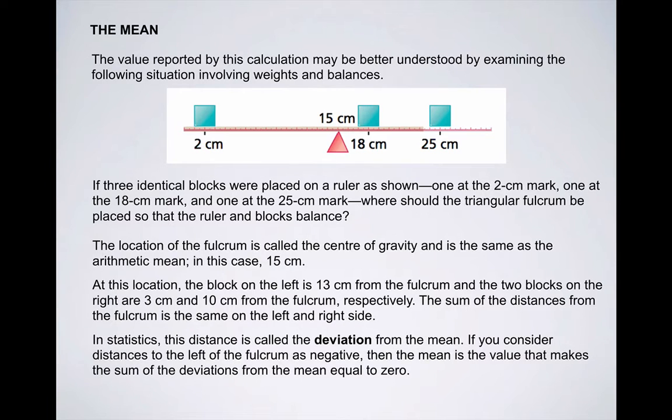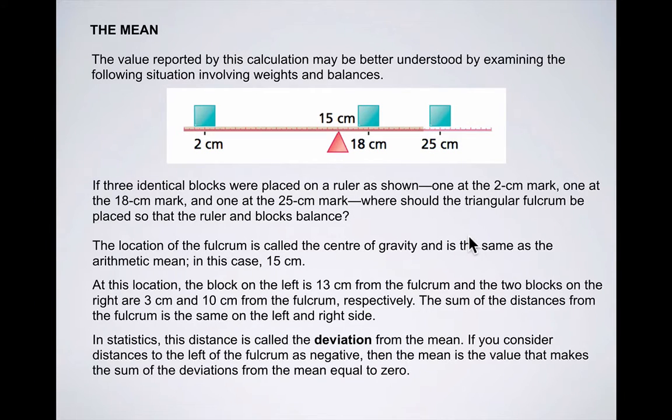What I want to talk about now is the deviation of this. So the more spread out values are from the mean, we say it has a greater deviation from the mean. So if we take a look at this, the deviation from the mean of the 2 centimeter would be 13. And we could say it's negative 13 because it's to the left. And to the right, we have a deviation of 3 for the 18 and a deviation of 10 for the 25.